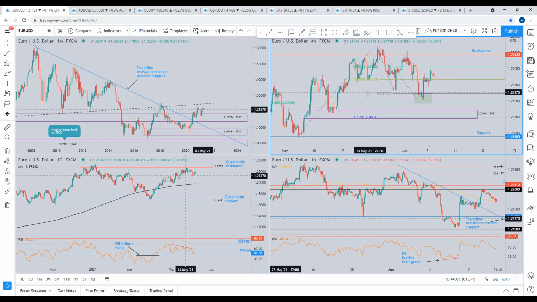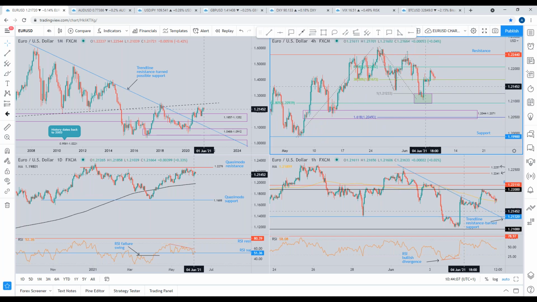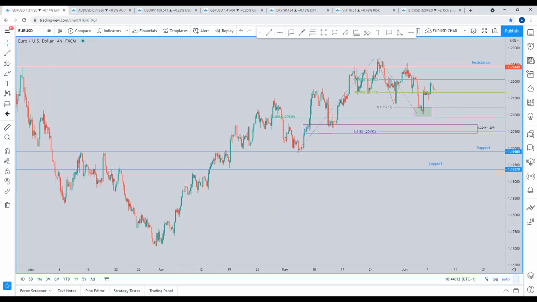On the H4 chart, I recently highlighted a potential. This is where the Fibonacci gets a little bit confusing for some people.